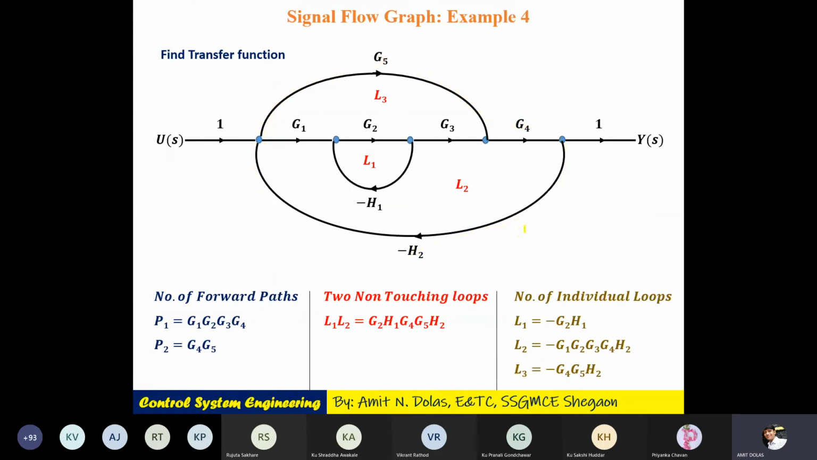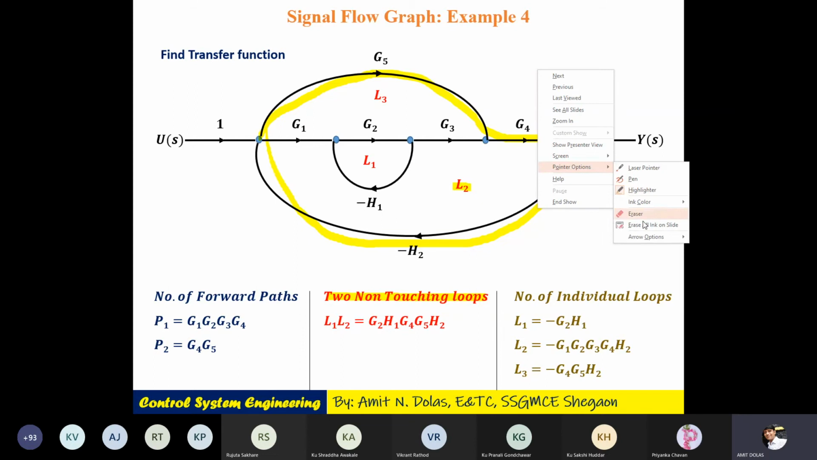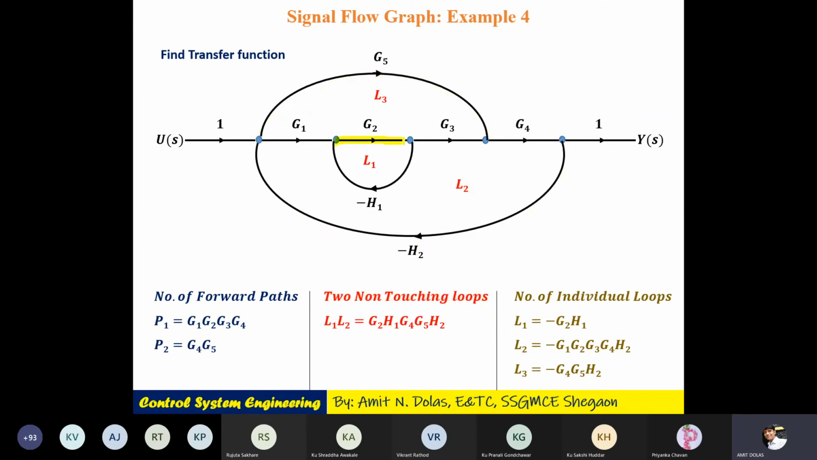So these are the individual loops. You cannot find more than this, and then two non-touching loops. If I consider the outer loop, this is the outer loop which is called L3. L3 is touching to the L2. Then we'll see the loop. This is L1, and what is L2? L2 is G1, G2, G3, G4.